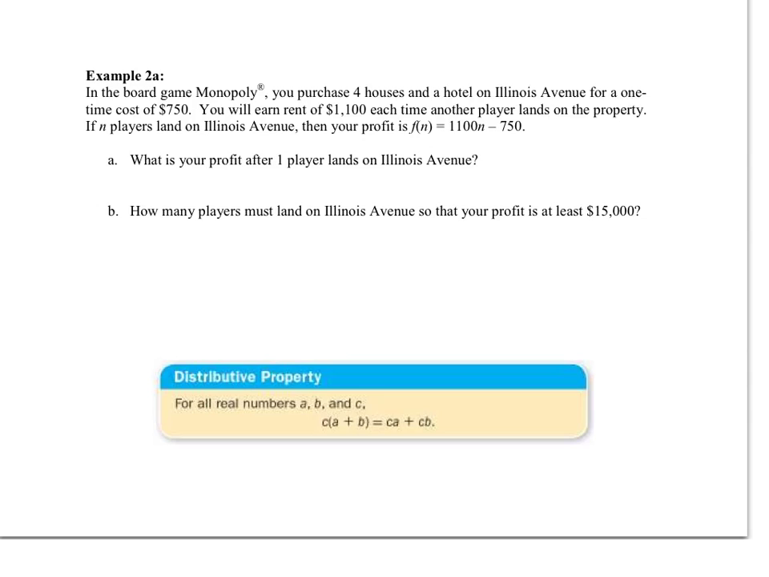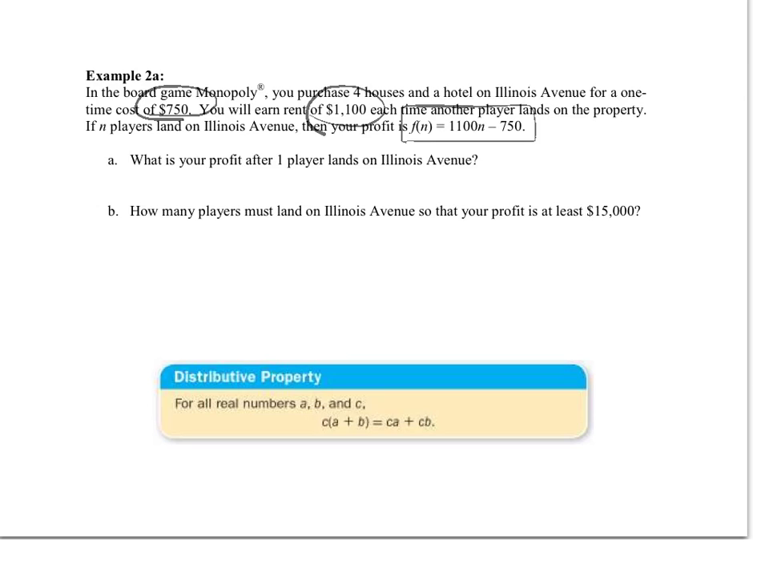Okay, the next example for solving equations. In the board game Monopoly, you purchase 4 houses and a hotel on Illinois Avenue for a one-time cost of $750. You will earn rent of $1,100 each time another player lands on the property. If n players land on Illinois Avenue, then your profit is f of n equals 1,100n minus 750. So that's the equation for this one.